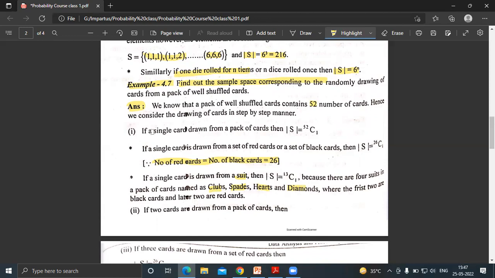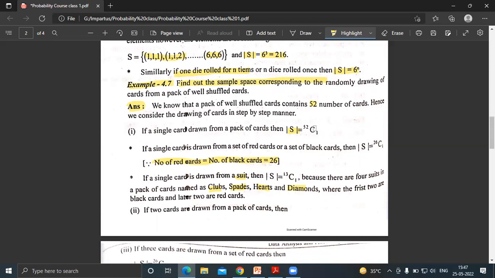So if you may face that type of question, here it's written: we know that a pack of well shuffled cards contains 52 cards. Hence, we consider drawing of cards in a step-by-step manner. If a single card is drawn from a pack of cards, then the sample space cardinality will be 52C1.